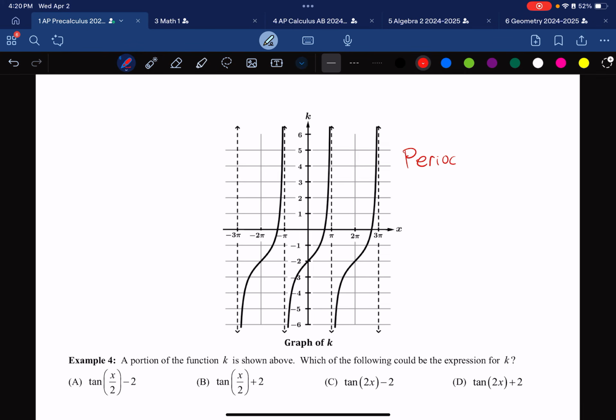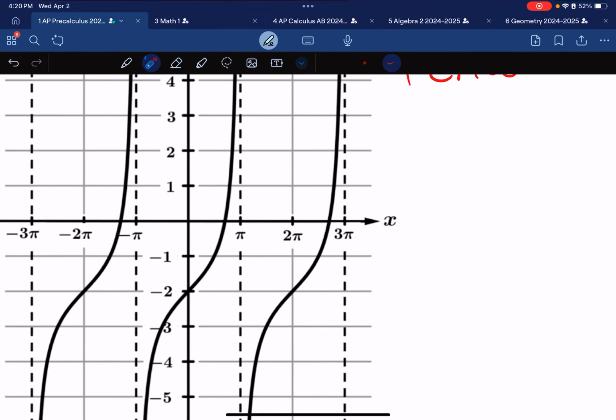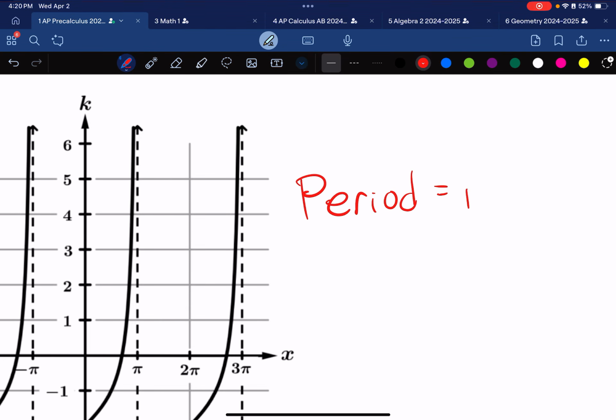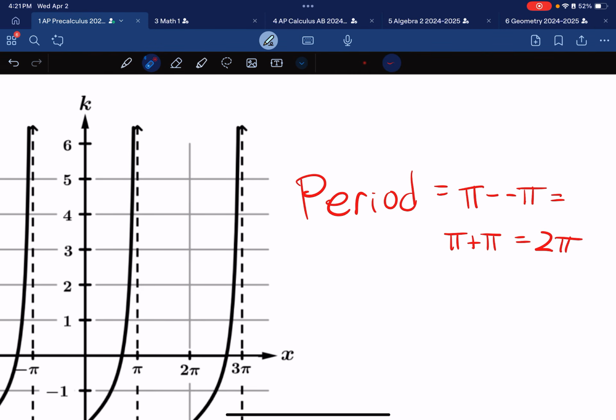Period, in this graph, is the distance between my vertical asymptotes. So I can just do pi minus a negative pi. So the period here is going to be pi minus the other asymptote, which is negative pi, and therefore it's going to be pi plus pi, which is just going to be 2 pi, which is not normal. Normally a tangent function has a period of just pi.